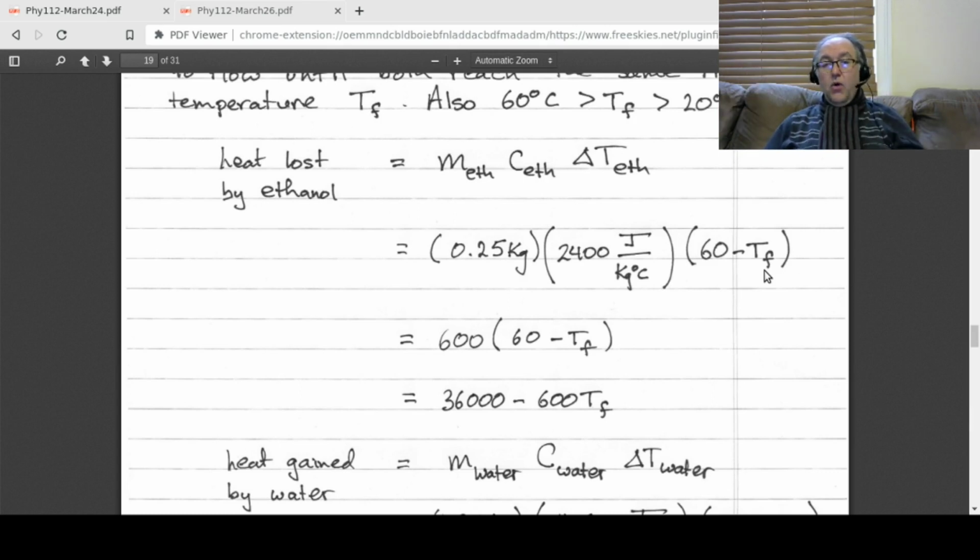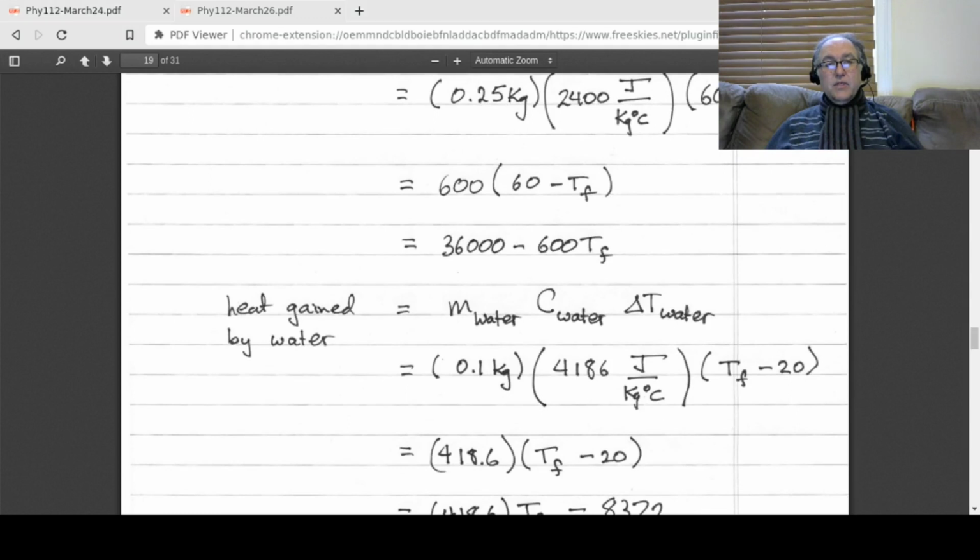Okay? And so there it is. We can't solve this yet for TF because we don't know how much heat was lost by the ethanol. But at least we've got it down to where there's just one unknown on the right-hand side, and that's that final temperature. Once again, what's that delta T? That's how much the ethanol cools down. It starts at 60 and ends at TF, so 60 minus TF is the temperature change. Then all I did below here was simplify this. Now, that's the story with the ethanol.